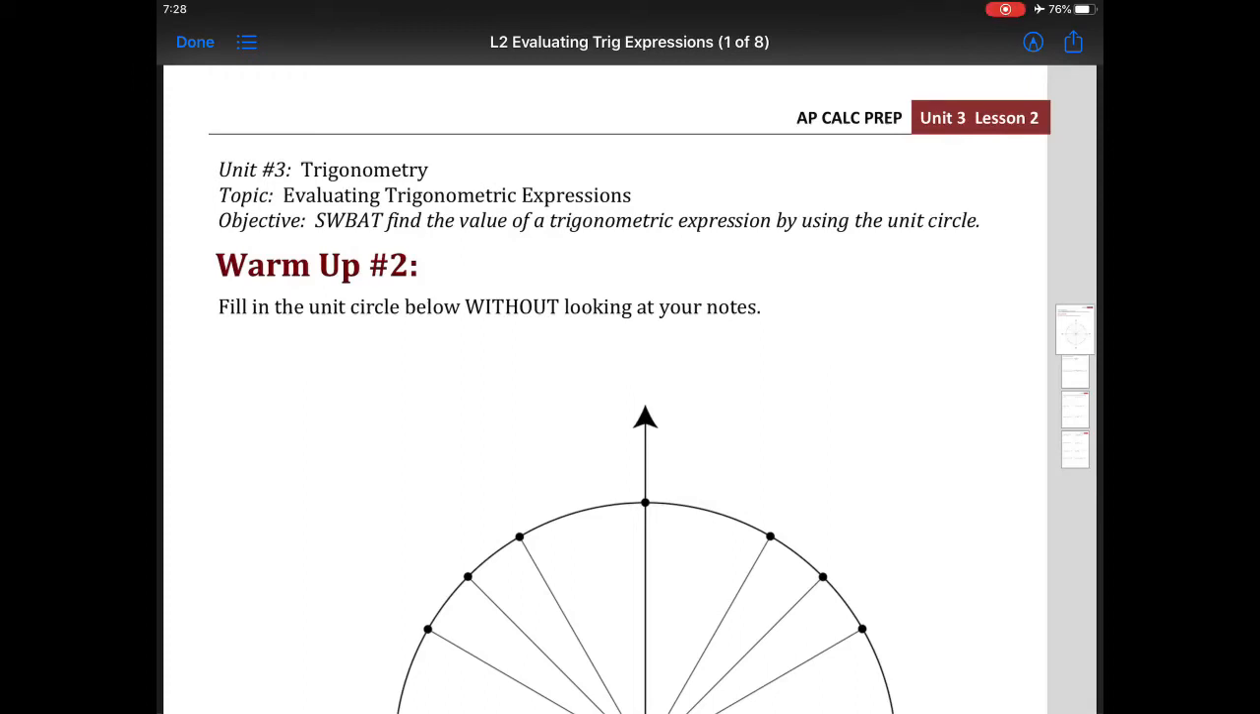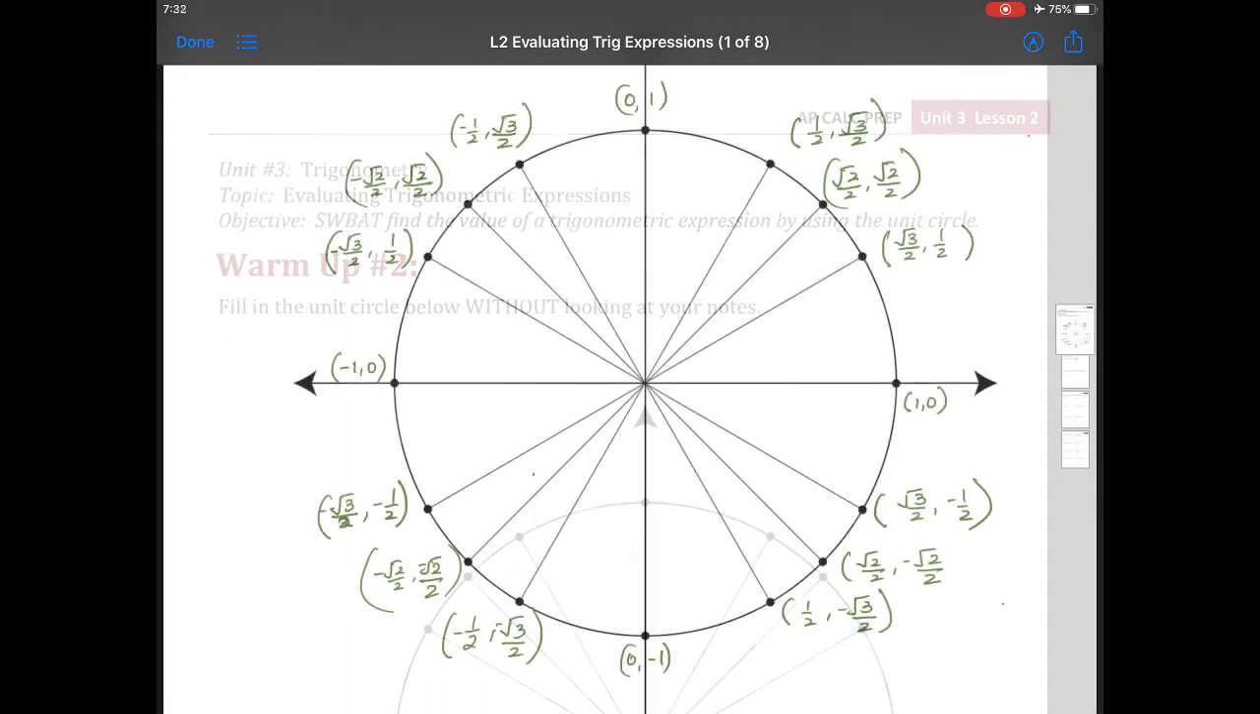Hi all, welcome to Unit 3, Lesson 2. Our topic today is evaluating trigonometric expressions. I want you to pause the video and, without looking at your notes, fill out the unit circle.